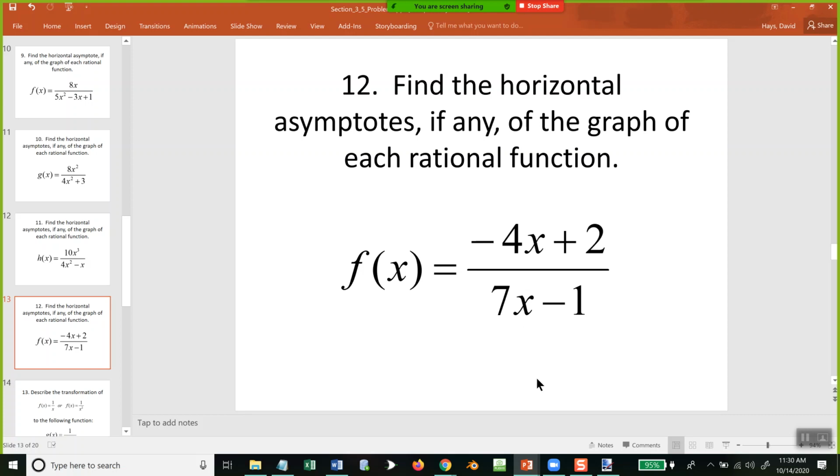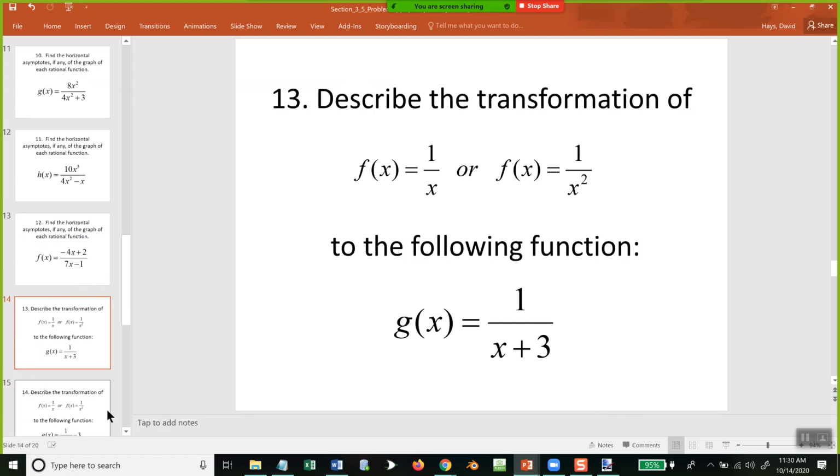Questions on the horizontal asymptote? Now these next problems just involve our shifts and they describe the transformation. So we'll review a little bit on this.